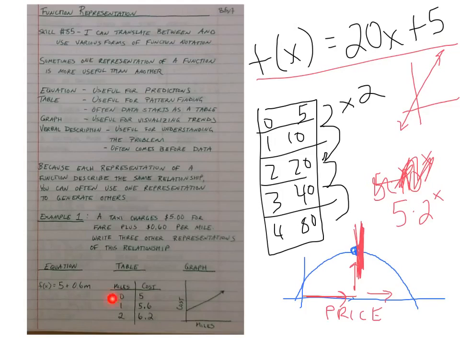A table: at 0 miles it costs us $5. At 1 mile it's going to cost us $5.60. At 2 miles it's going to cost us $6.20. And then finally I created a graph where we start at the $5 and then every mile we go up 60 cents. So out 1, up 0.6, out 1, up 0.6.